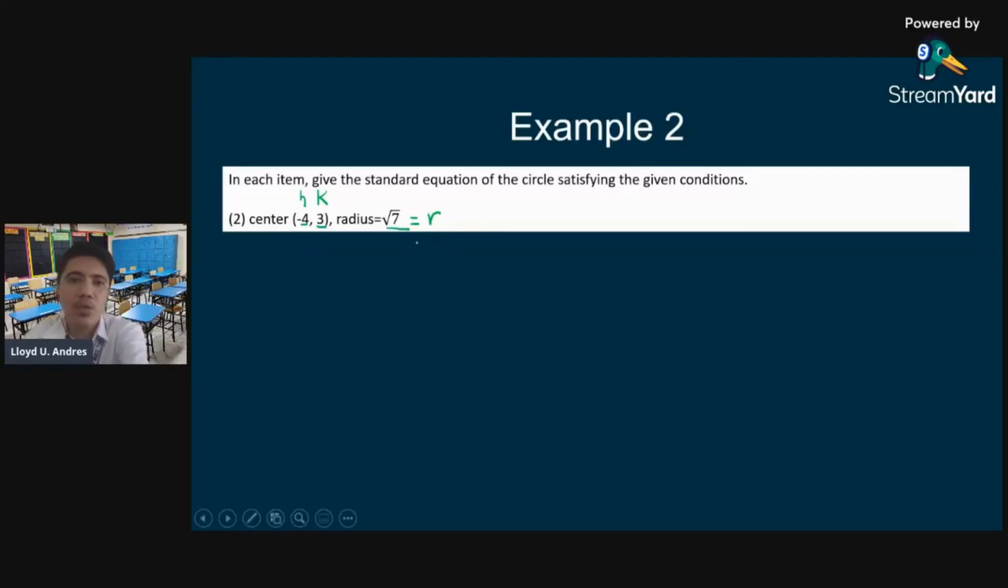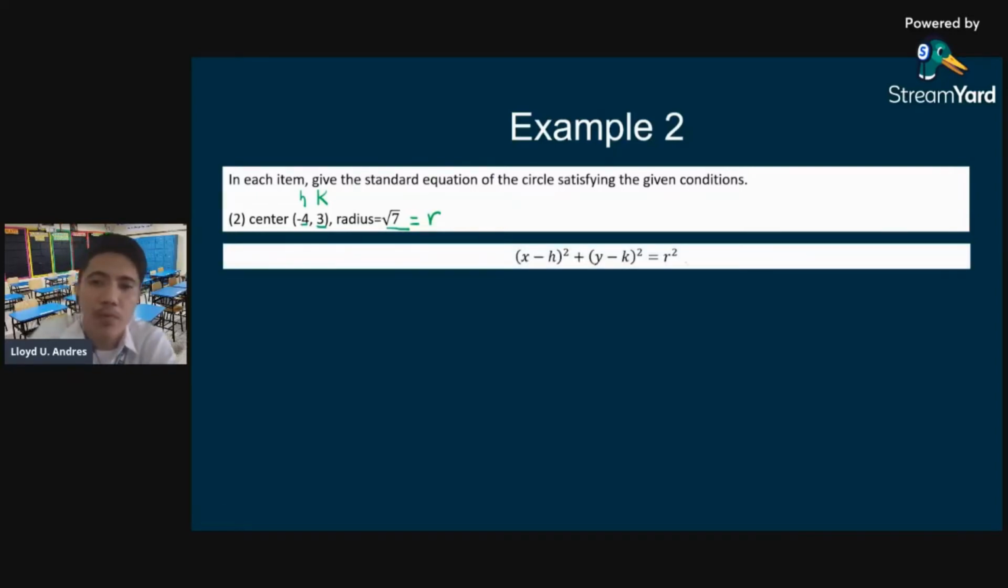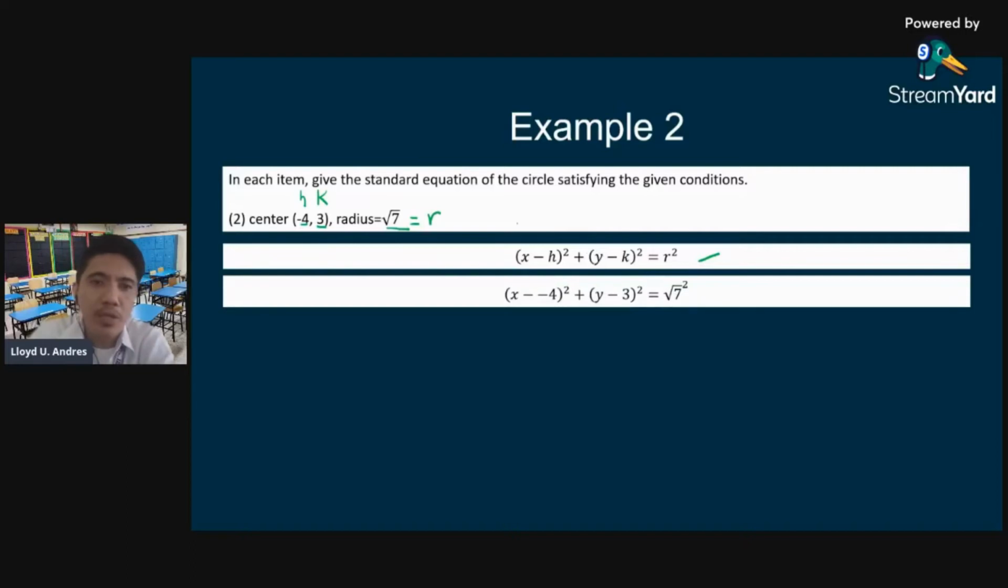Since we already have h and k and r, we can now use the standard form of equation of a circle, which is the quantity of x minus h squared plus the quantity of y minus k squared is equivalent to r squared. Substituting the values, h becomes negative 4 and k becomes 3 while r becomes square root of 7.